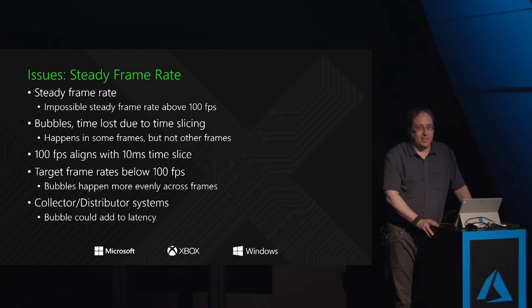So targeting exactly 100 frames per second actually aligns nicely with this time slice, because all the bubbles will happen between each one of your frames. So even though you're getting less time per time slice on newer generations of hardware, you still can do the same amount of work. So you're not going to have any issues there. You should still see your steady 100 frames per second.